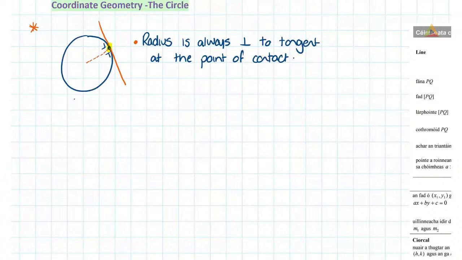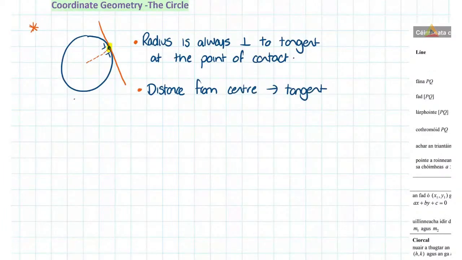Tangents are quite important within coordinate geometry, the circle. The second thing is if we work out the distance from the center to a line, and we'll talk about how we would do that in a second, we're not quite sure if it's a tangent yet. If that distance is equal to the radius, then the line will be a tangent.